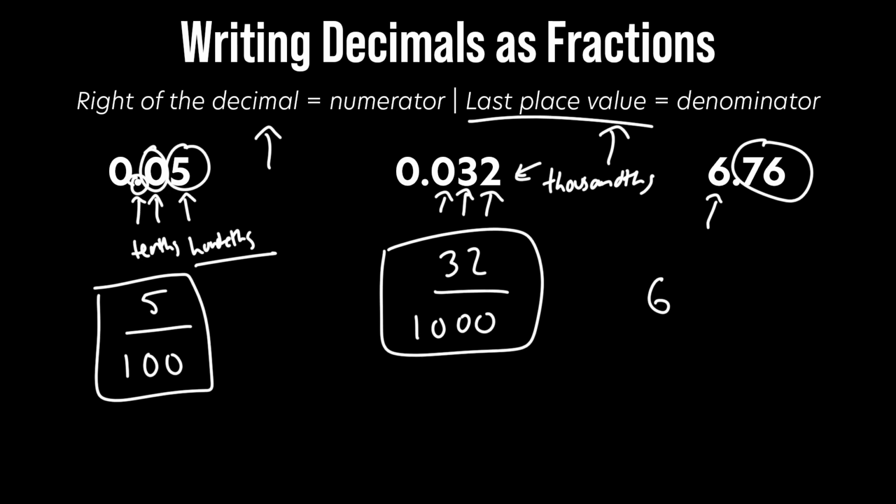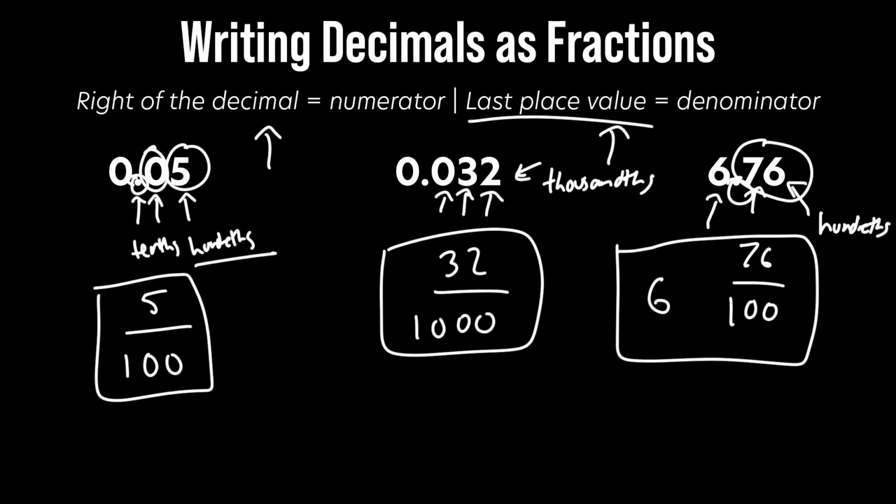Right at the decimal, we have the numerator. So here's our decimal point, and we don't have any zeros, so we know our number is immediately 76. First place value is tenths, and second place value is hundredths. So it would be hundredths. So 76 over 100. And so our final number would be 6 and 76 over 100.